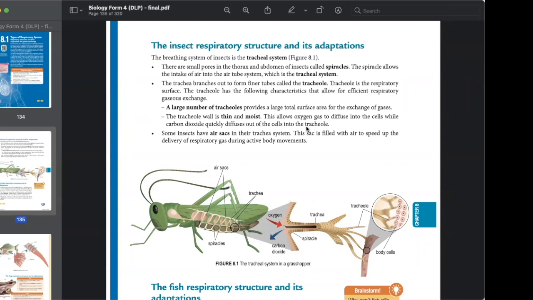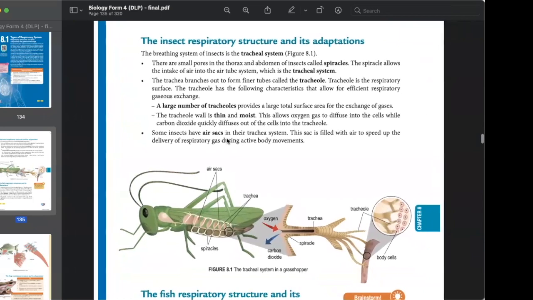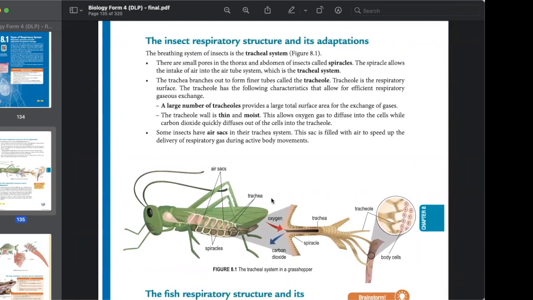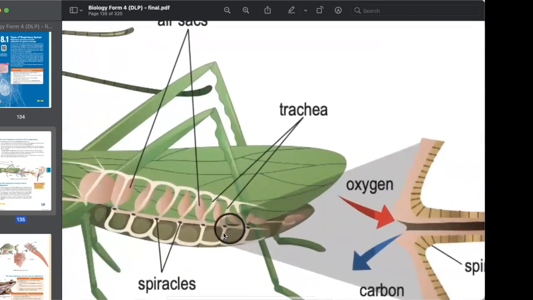Okay, guys. So the first one, we are going to focus on the insect. Here, as you can see, this is the structure of the respiratory system in the insect. The respiratory, or breathing, system in an insect is known as the tracheal system. The tracheal system consists of different things. The first one is the trachea. So if I make it bigger.